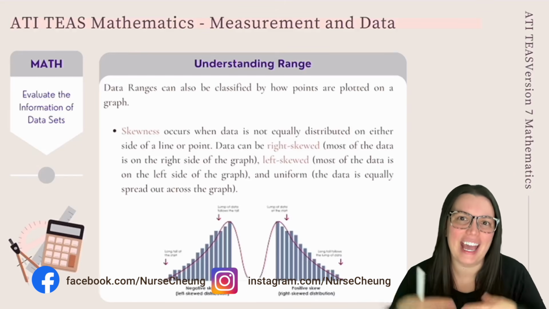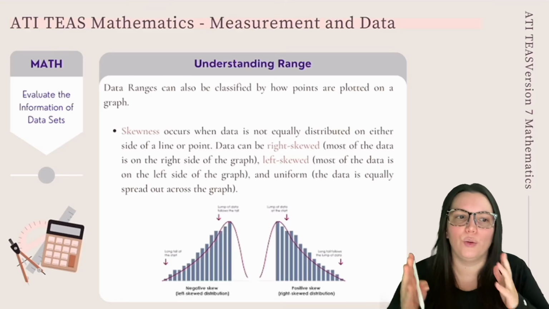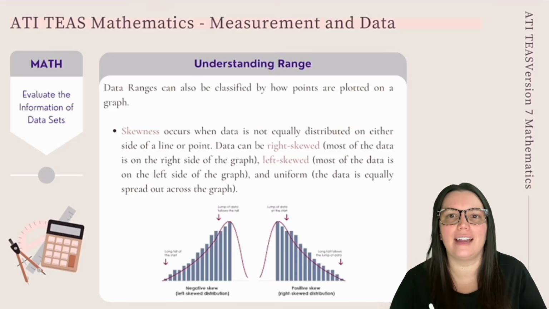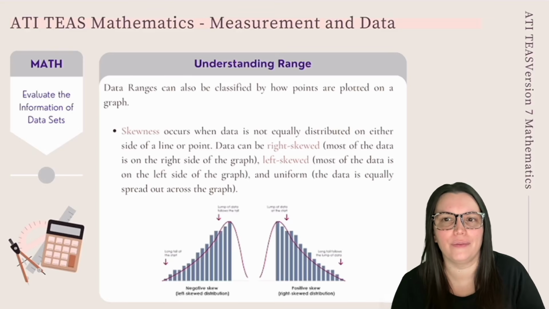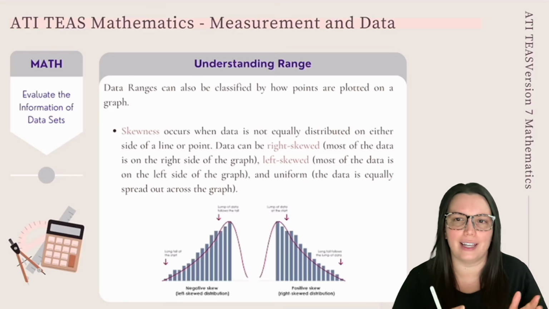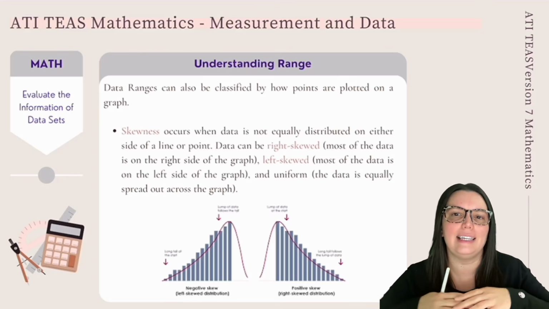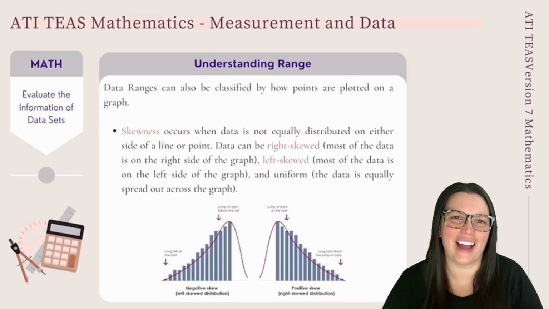And then lastly, we have skewness. So skewness occurs when data is not equally distributed on either side of a line or point. So data can be right skewed, meaning most of the data is on the right side of the graph, or left skewed, meaning that most of the data is on the left side of the graph. Or it could be uniform, meaning that the data is equally spread out amongst the graph.